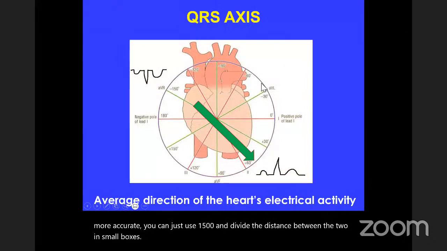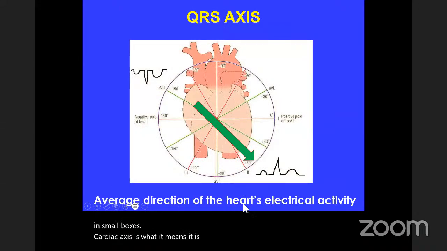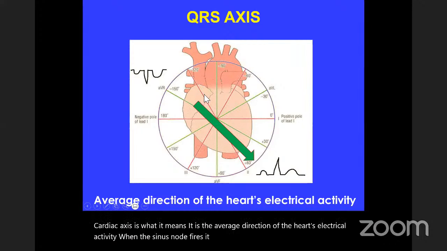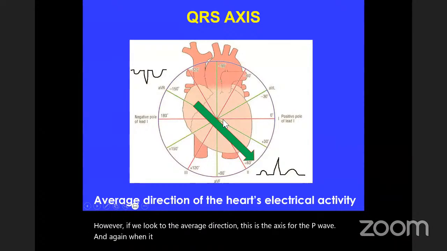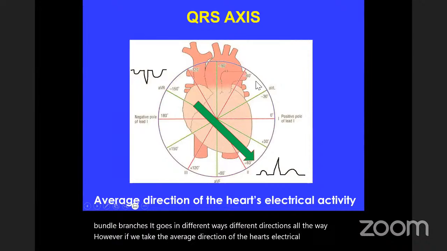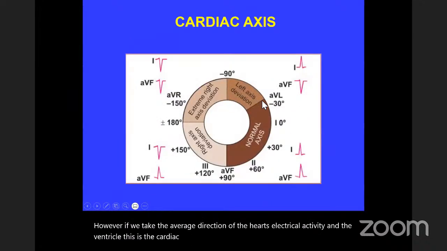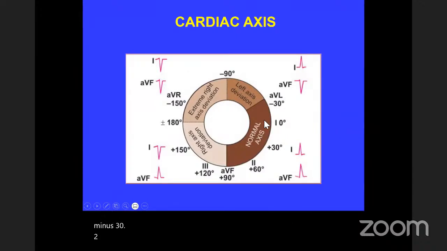Cardiac axis, what does it mean? It is the average direction of the heart's electrical activity. When the sinus node fires, it activates the atria in different directions. However, if we look at the average direction, this is the axis for the P wave. And again, when it goes down to the AV node, it spreads to the right and left bundle branches, going in different directions all the way. However, if we take the average direction of the heart's electrical activity in the ventricle, this is the cardiac axis. And the cardiac axis normally lies between -30 to 90 degrees. This is the normal axis.